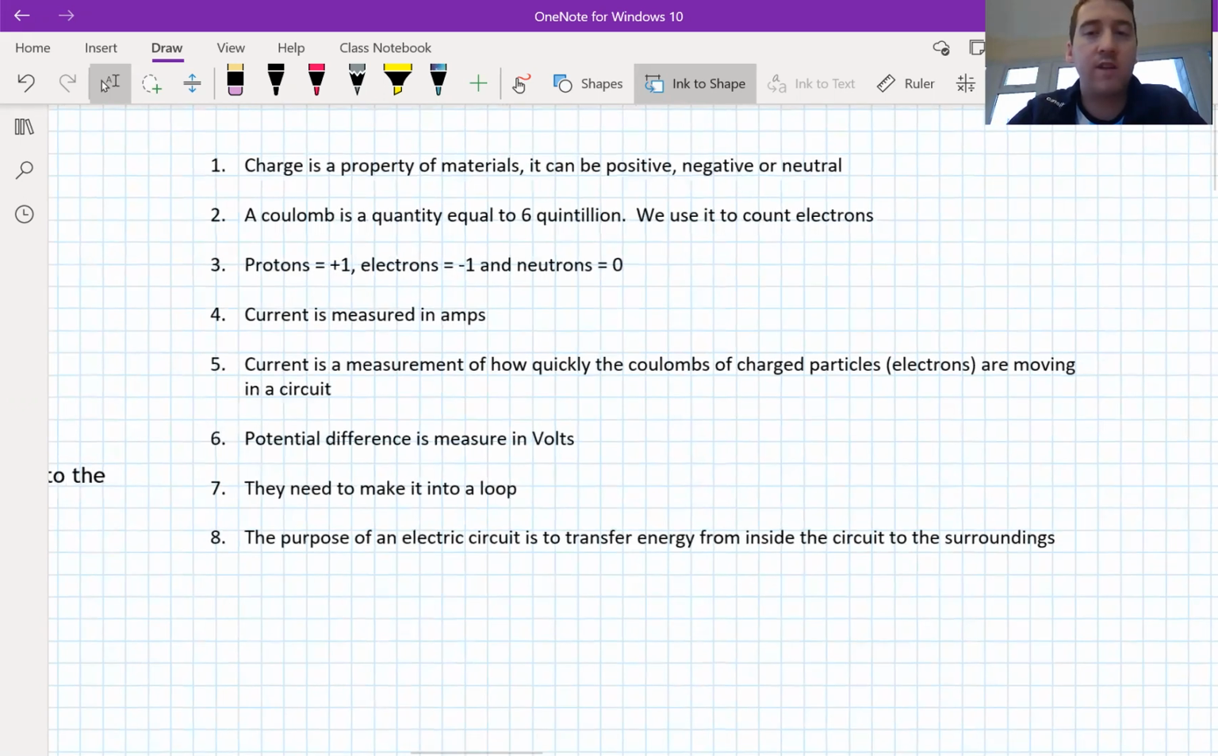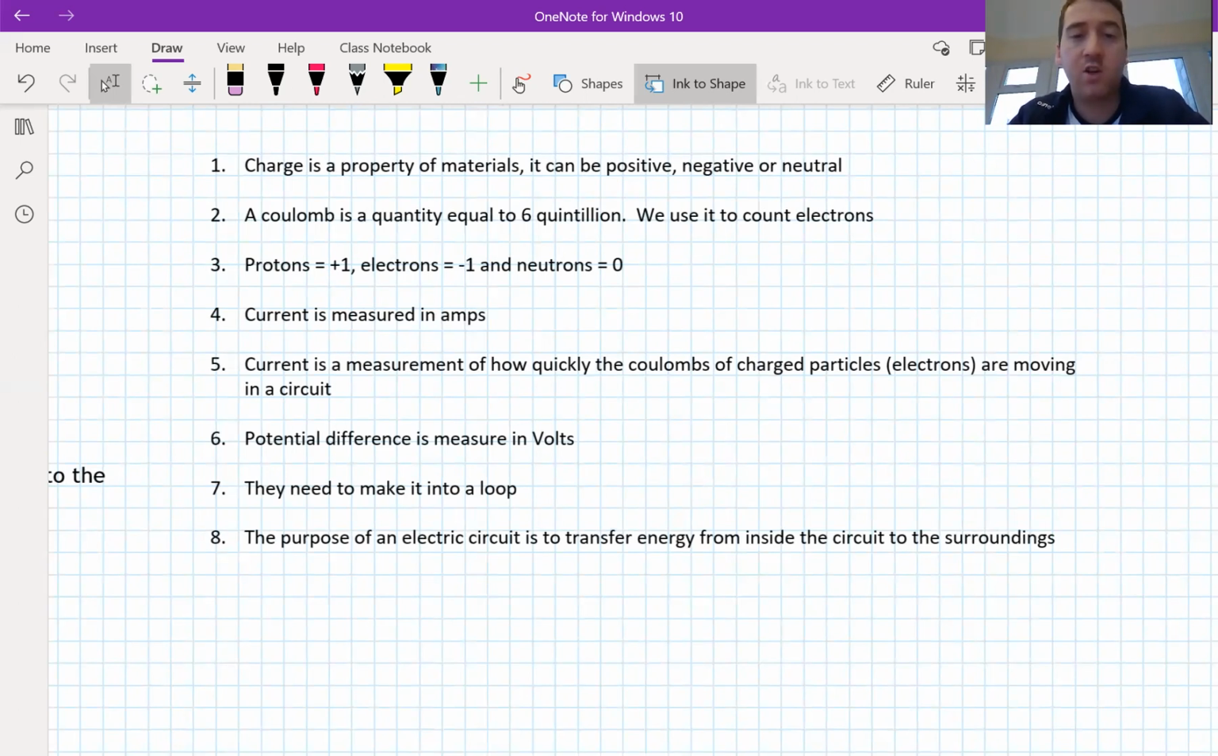So charge, what is it? Then a coulomb, what is a coulomb? It's a number and it's equal to 6 quintillion. We use it to count electrons. Charges of the subatomic particles, which are protons, neutrons, and electrons, and there are the charges. Again, that stuff should be straightforward. Stuff we learned the last day then.